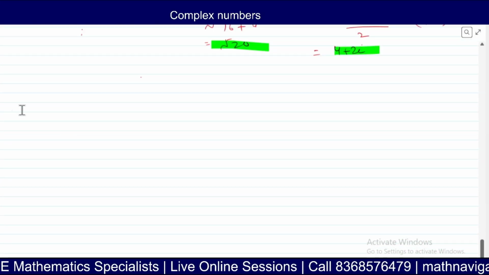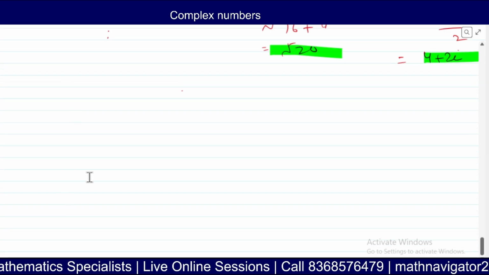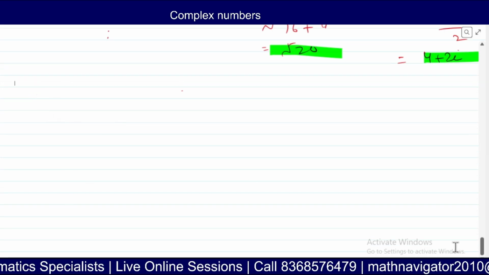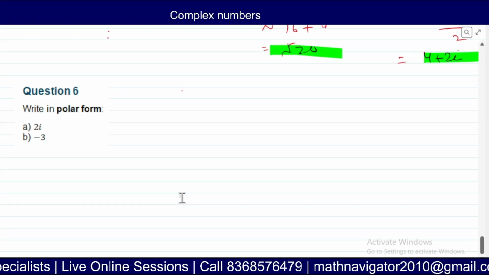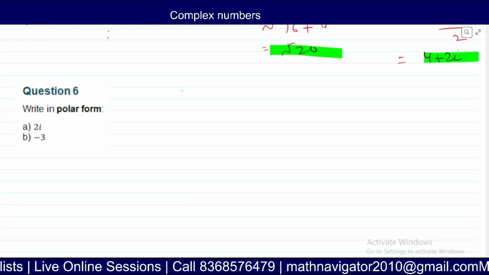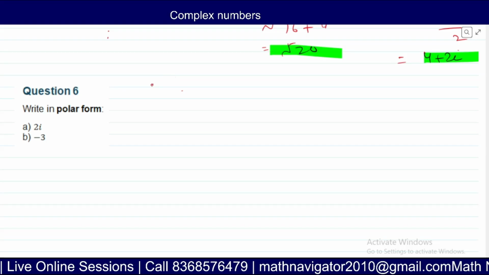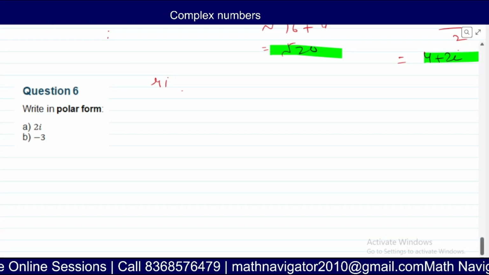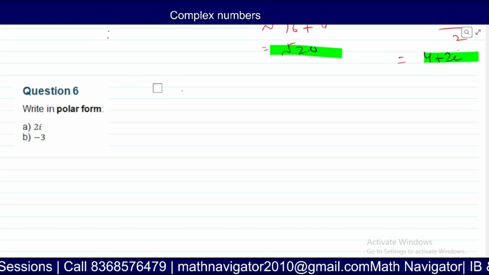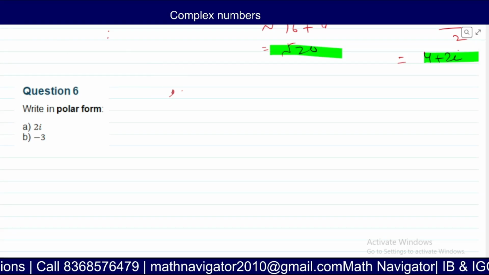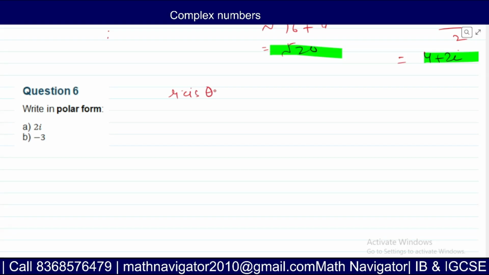So let's move to this question. Let me enlarge it. Let's do this question. Write it in polar form. Polar form means you have to write it in the form of r cis theta. That is the polar form, right? So I'll just do it. That will be r cis theta.